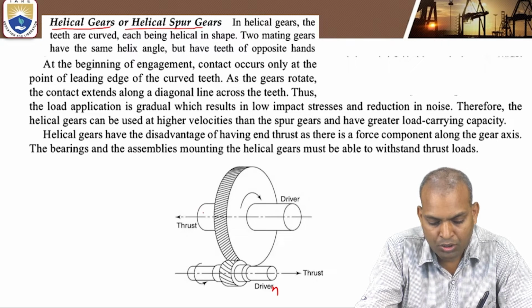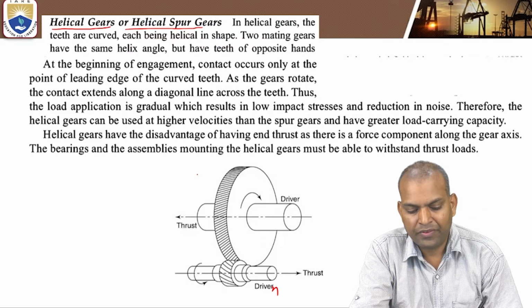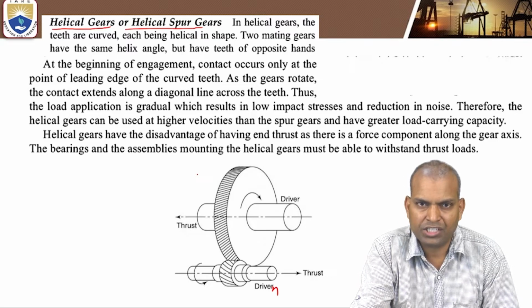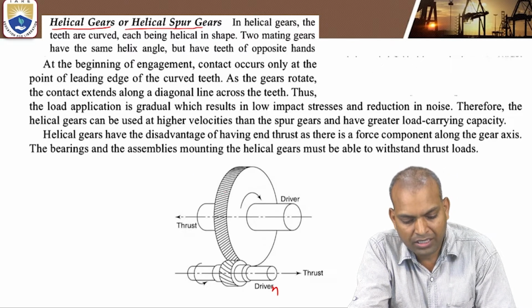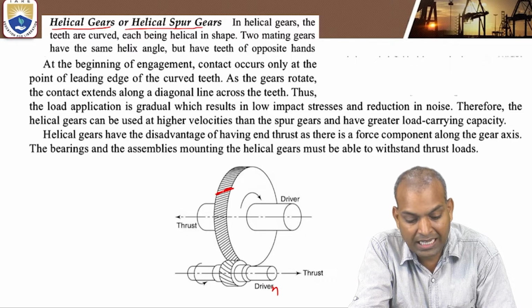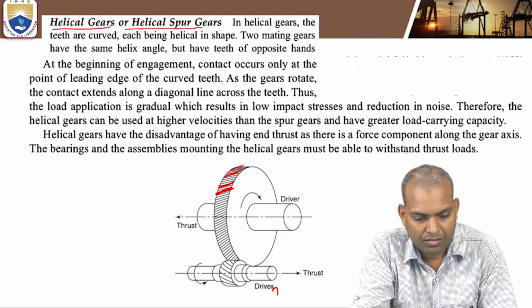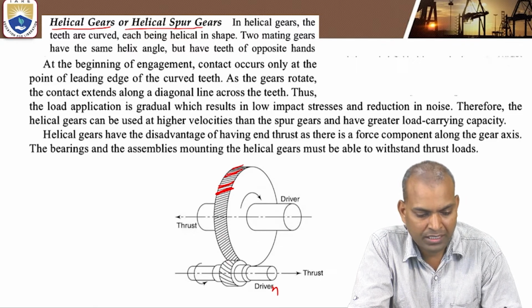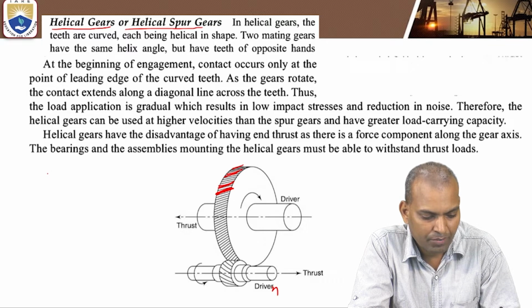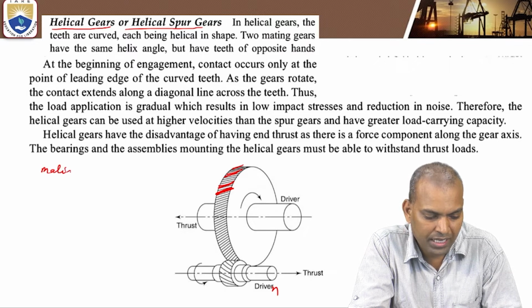Very important here is that when it is rotating, an axial thrust acts on the teeth, because the teeth are not straight but inclined. These two want to meet each other, meaning for mating, the gears should have the same helix angle.